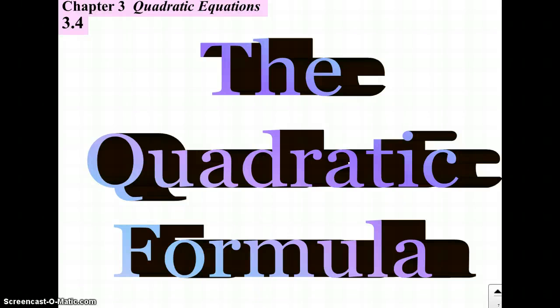Hello Math 20-1s. Last time we learned how to complete the square to solve a quadratic equation. We're going to do that again, and that'll develop the quadratic formula. So let's follow along. Let's solve the general form of the equation for x by completing the square. So that's the general form of a quadratic equation: ax squared plus bx plus c equals 0.